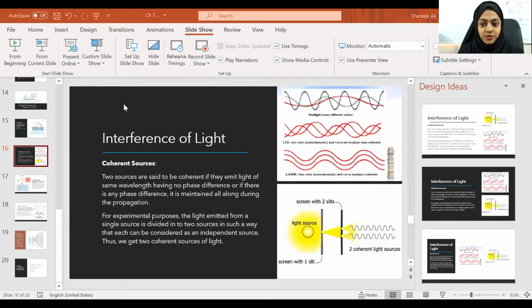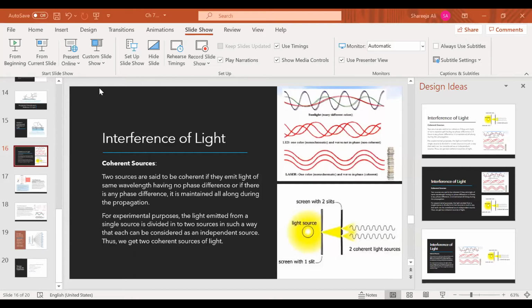So can you see the screen? Can you see the screen now? Yes. Okay.